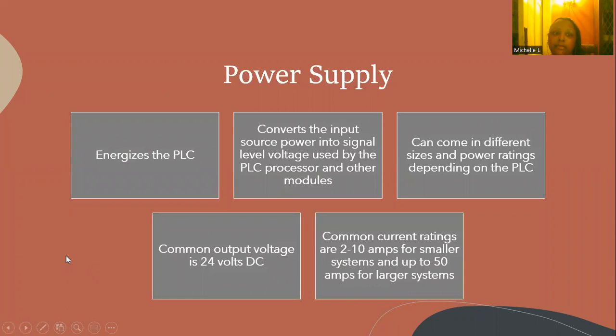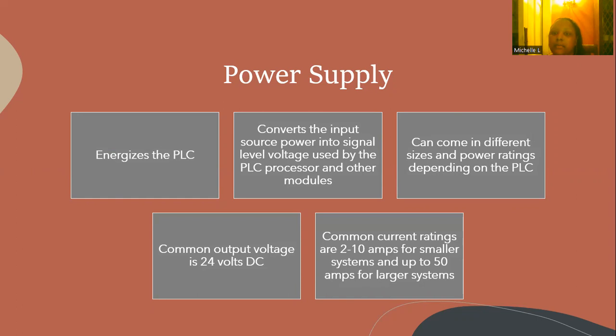The power supply provides power to the PLC. It energizes it. It also converts the input source power into signal level voltage that's used by the processor and other modules so that they can work in sync with each other.